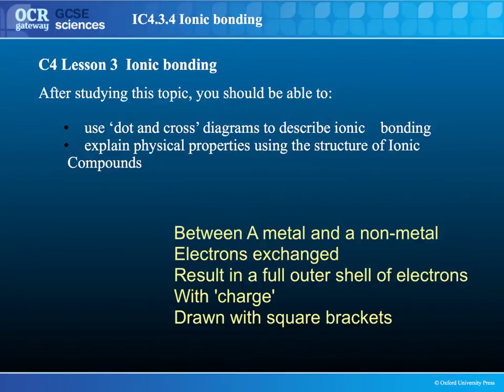So the key features of an ionic bond are that they always take place between a metal and a non-metal. They involve the exchange or the movement of electrons to result in atoms, or now ions, with full outer shells of electrons. Because of the exchange of electrons, our ions end up with charge, and they're always drawn with square brackets.